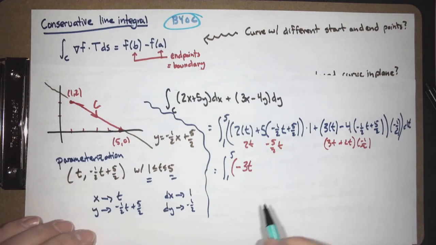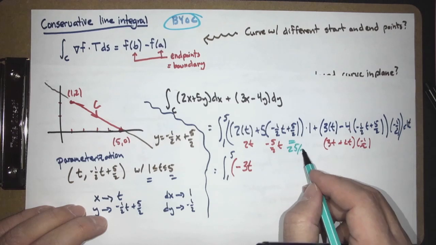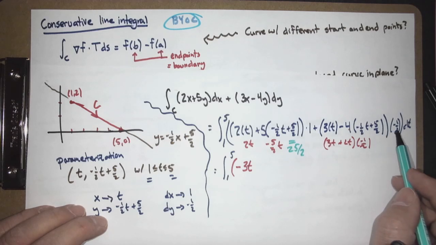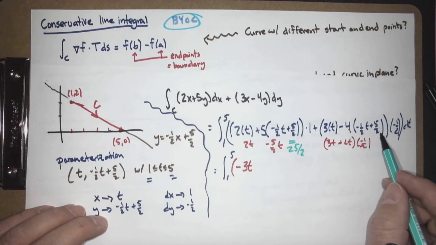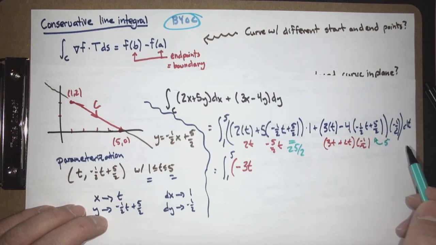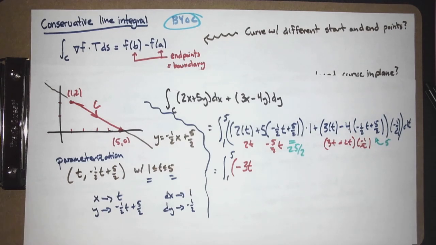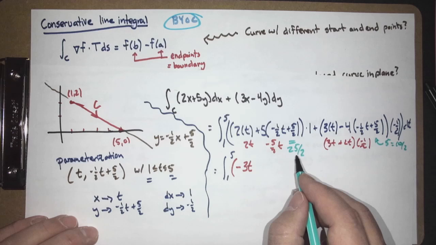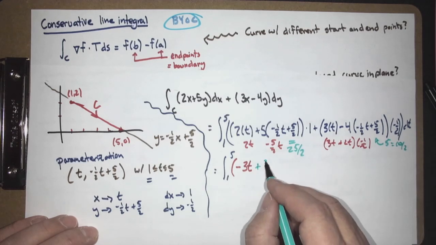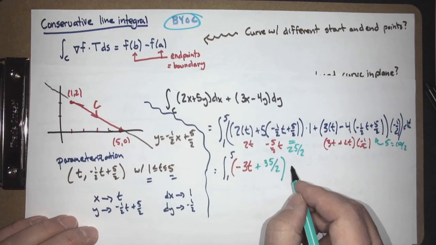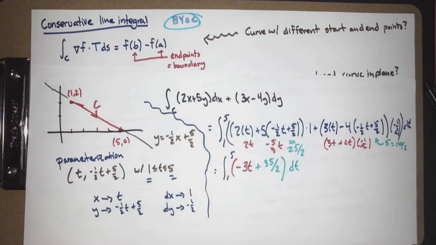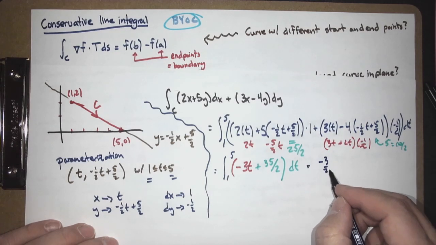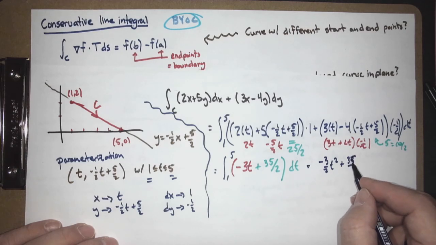That's our t. Now we have 25/2. And then over here we have minus 4 times minus 1/2, which is 2, times 5/2. So that would give us 5. Which, by the way, is the same as 10/2. So it'd be 25/2 plus 10/2, 35/2. And so this becomes minus 3/2 t squared plus 35/2 t.